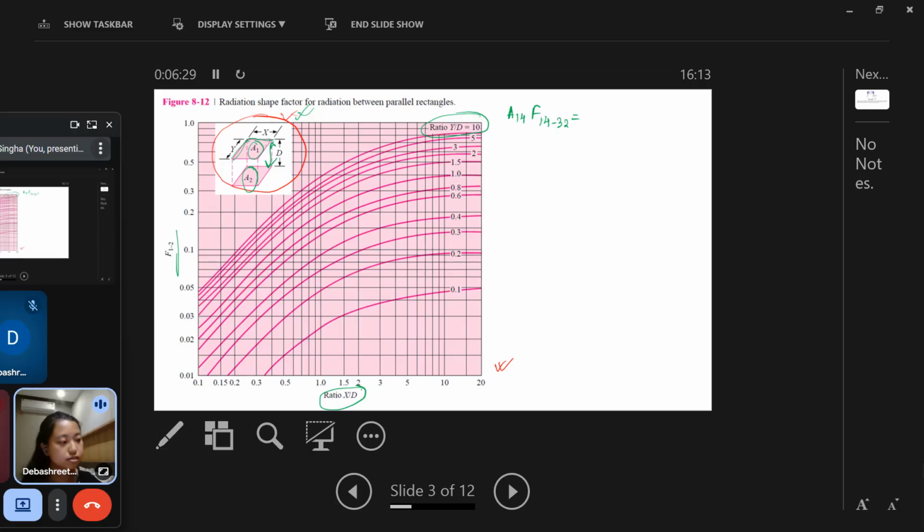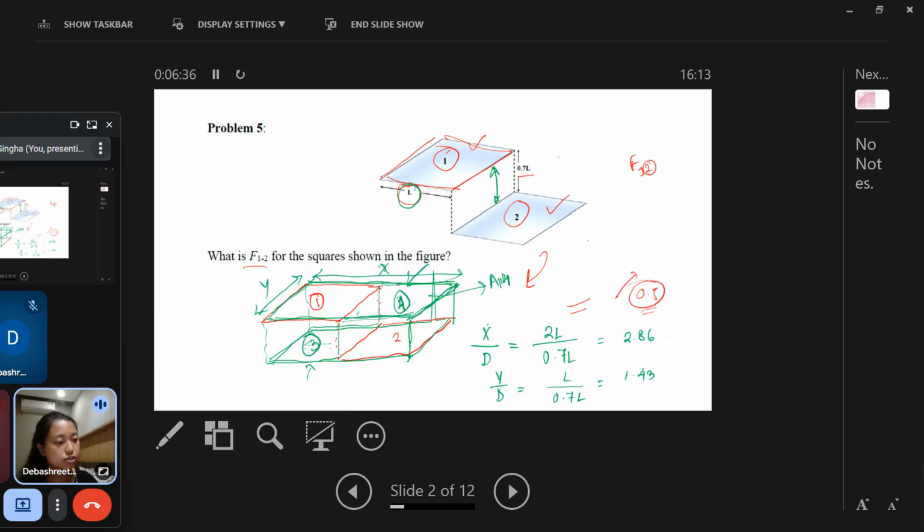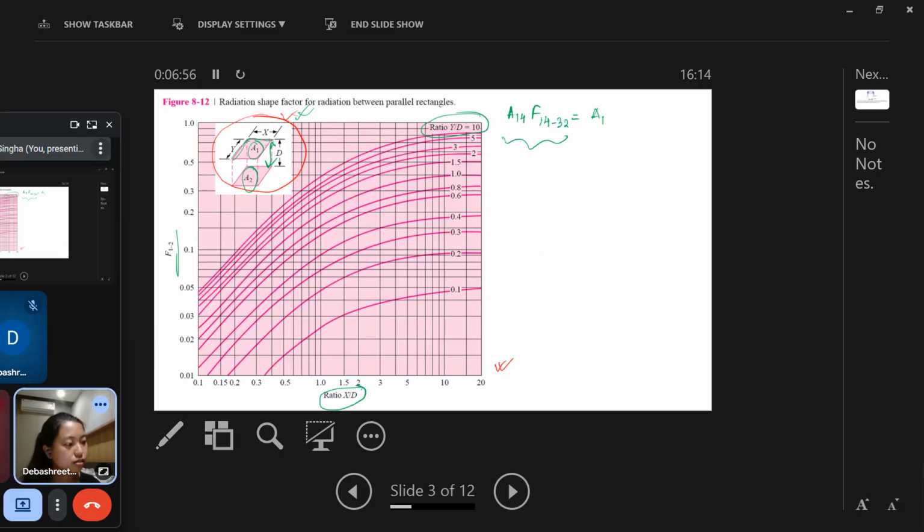This can be written as A1. This is the total radiation. So A1 radiation can be received by 3 and it can also be received by 2. It can also be received by 4, but then F14 is 0 because they are on the same plane. Similarly, F41 is also 0. But this is received by 3 and 2, so we can write A1 F12 and so on.